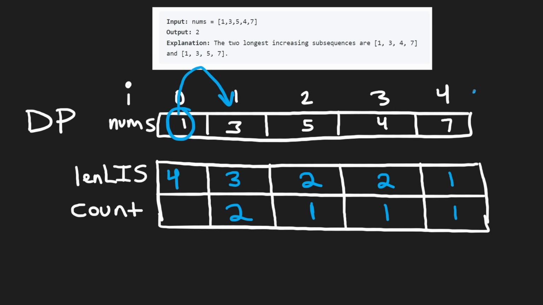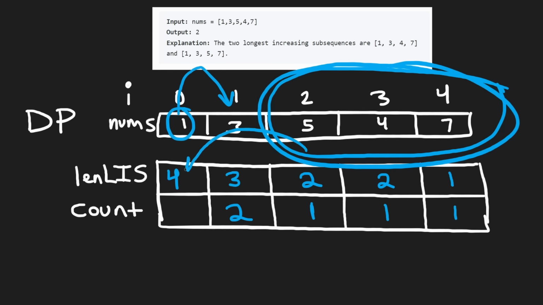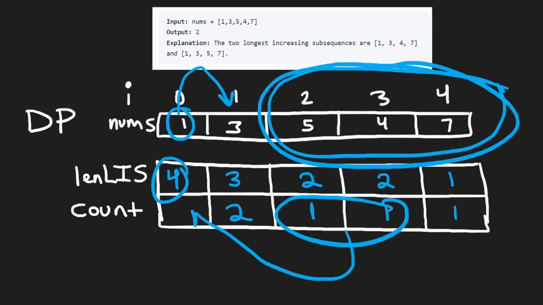Are there any others that come after it that are even longer than 4? Or also, are there any that come after that that can maybe create an LIS that's even longer than 4? And if there are, then we're obviously not going to put 4 here. We're going to put that longer one, maybe a 5, and then update the count accordingly. Or maybe there are other LISs over here that will also lead to us having an LIS of exactly length 4. In that case, we'll take the counts of those and add them to the count over here.